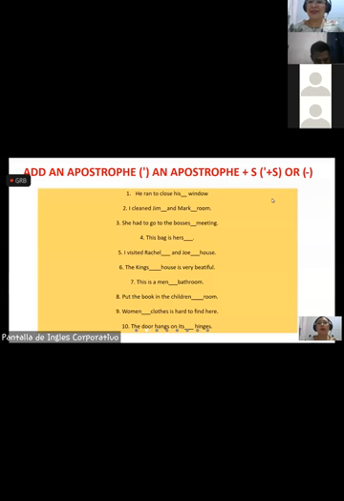Hello, do you have questions? ¿Tenemos preguntas? Please notice that there are some sentences that already have the possessive. Por favor, note que hay algunas oraciones que ya tienen el posesivo puesto, a través de un possessive adjective o un possessive pronoun. So you don't need to add an apostrophe. Cuando ese es el caso, no necesita agregar un apóstrofe, ¿verdad?